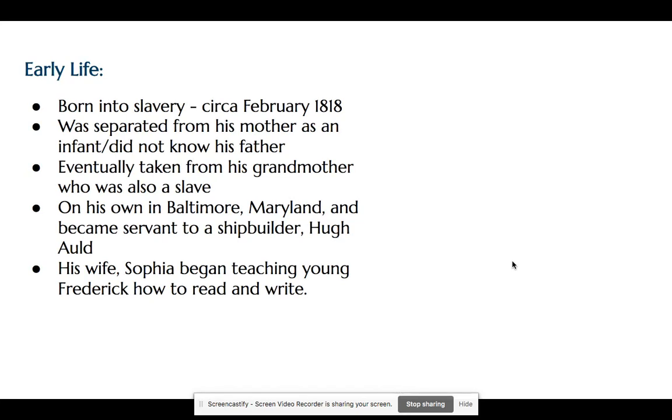And circa, meaning about, because many times slaves did not even know their birthday. There was no record of their birth. They didn't have a birth certificate. But there is enough documentation that indicates that perhaps he was born in February of 1818. And right away he was separated from his mother, never knew his dad, and lived with his grandmother.